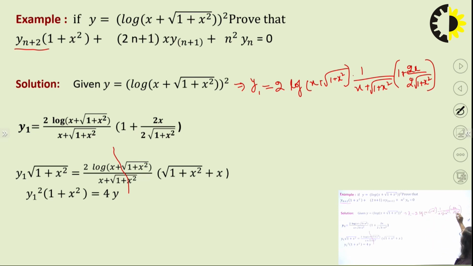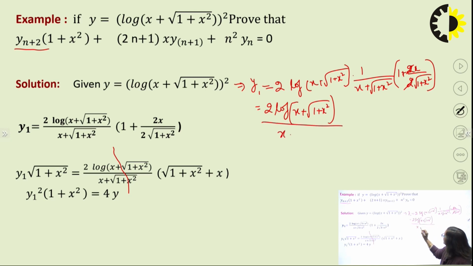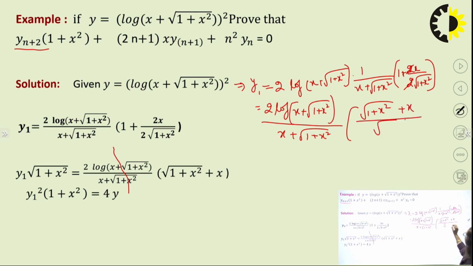Now this 2 will cancel out from here, taking the LCM. We write it as twice log of x plus under root 1 plus x square, and here this is in the denominator, x plus under root 1 plus x square, and taking the LCM over here, this is also under root 1 plus x square plus x divided by under root 1 plus x square. Now if you look at what happened, this value will cancel out, and this under root 1 plus x square remains, and this is your y1.